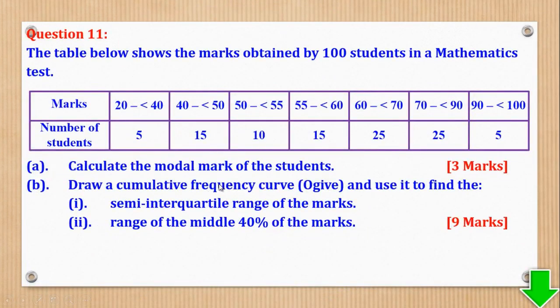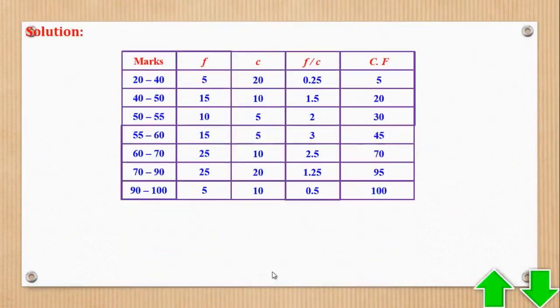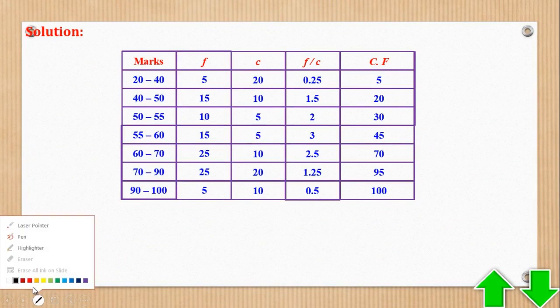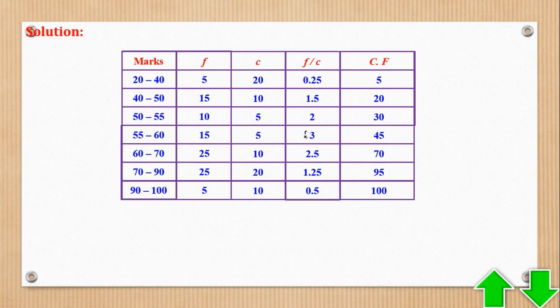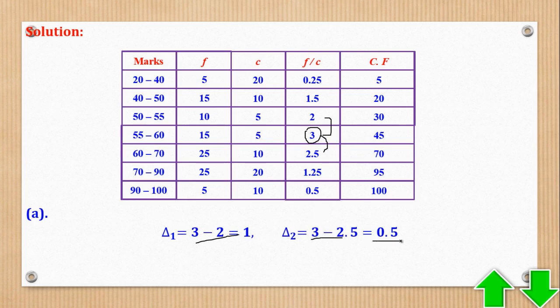Part A said calculate the modal mark of the students. So I have to identify the modal class. Here we use frequency density. The highest is 3. After getting the modal class, you can get the difference between the modal class and the pre-modal class, so 3 minus 2 is 1. Then D2, or delta 2, modal class minus the post-modal class, which is 0.5.